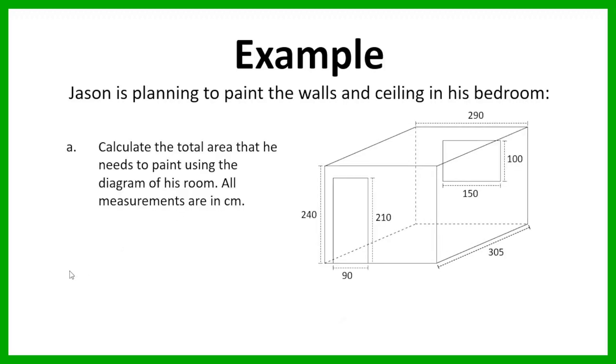It says, calculate the total area that he needs to paint using the diagram of his room, which is this diagram over here. All measurements are in centimeters. Okay, so we're going to be working out the area of all the walls and the area of the ceiling, which are all rectangles. And then we also have to remove the area of the door, and we have to remove the area of the window because he's not going to paint those. Okay, so let's go and have a look at how we would do this.